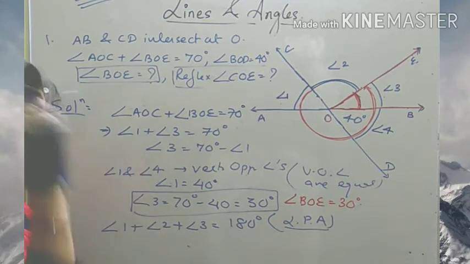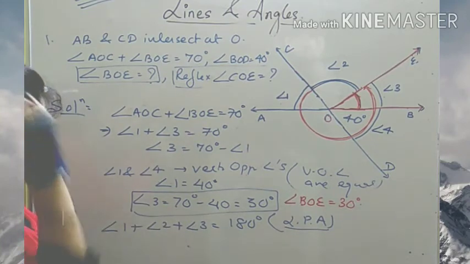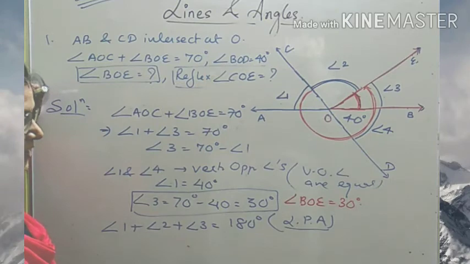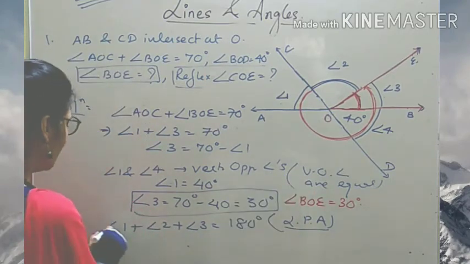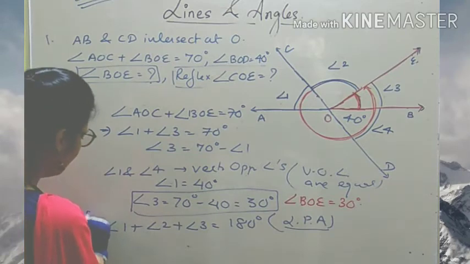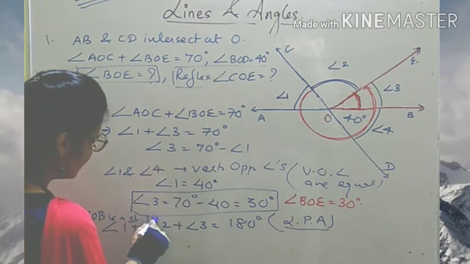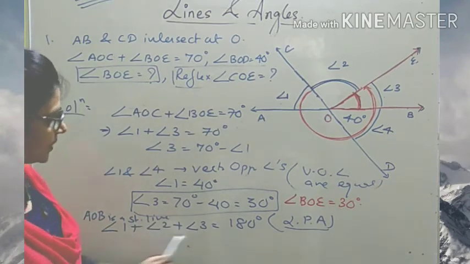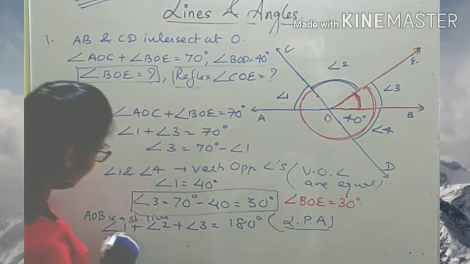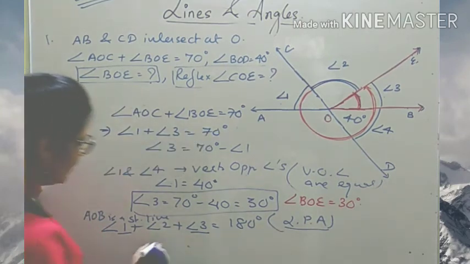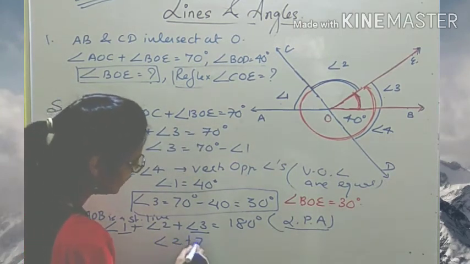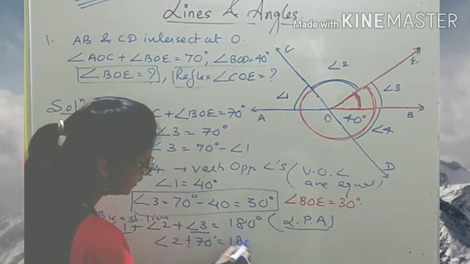Exams में आपको shortcuts नहीं follow करते हैं और shortcuts नहीं चलेंगे. You have to write full linear pair axiom. Now this for what we are getting? Because AOB is a straight line. Now angle 1 plus 2 plus 3 is equal to 180 degree. In this angle 1 plus angle 3 is 70 degree. So what we will get? Angle 2 plus 70 is equal to 180 degree.